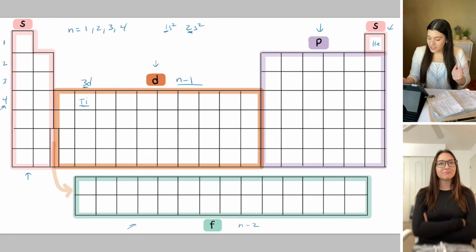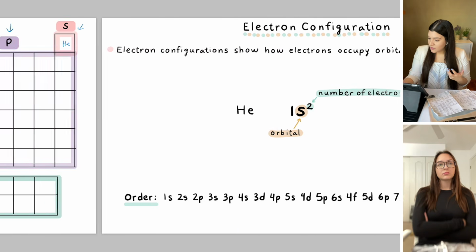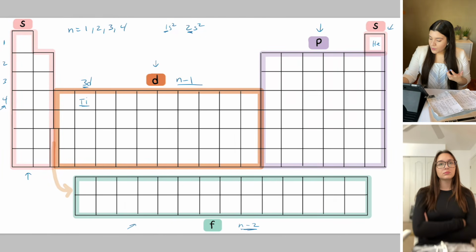But okay. The next one is also f. That's actually 2 less, so it's n minus 2. So that's 2 less than the row that it's in. And then beware of this for the f. But we'll cover that in a second. For now, I just want you to know that d is not going to be the same as the row it's in. It's always going to be 1 less. And then f, it's always going to be 2 less than the row that it's actually in. But s and p stay the same.